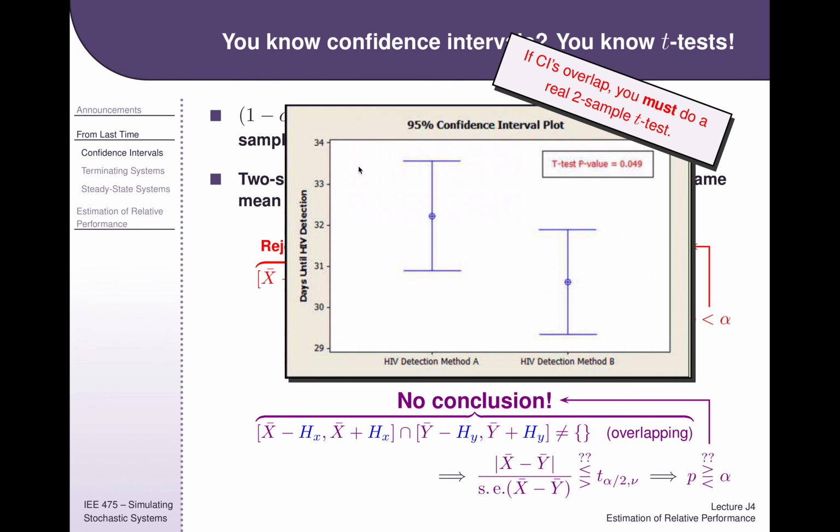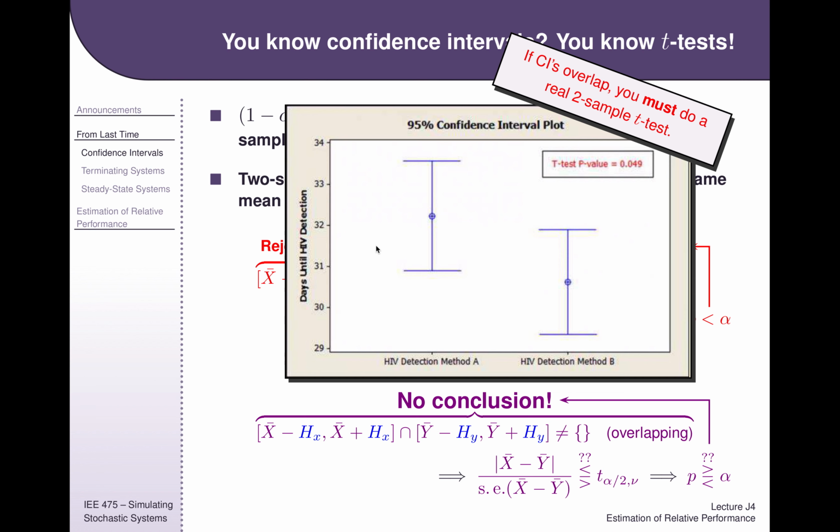So here's a graphical example of this. This is different than the example I showed in the previous lecture. We have two HIV detection methods here, and they're on the y-axis. These are days until HIV detection, and they're trying to detect if detection method B is truly faster than detection method A. Initially you might stare at this, and if you looked at the means alone, this mean is lower, so that might mean something. But if we look at the confidence intervals, we see that the confidence intervals intersect.